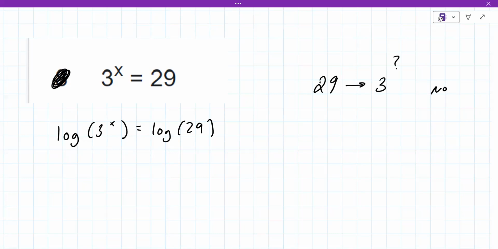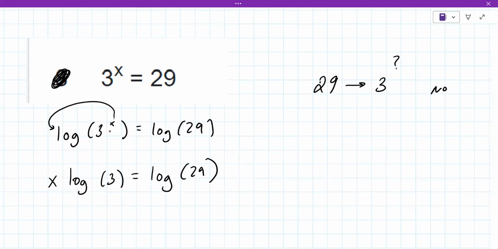So if you recall, there's law 3. If you remember, law 3 yesterday allows you to bring the exponent out in front. X log 3 equals log 29. All I did there was bring the exponent out in front. And then this log 3 is really multiplying x, which means that you undo the multiplication with division. You divide both sides by log 3.